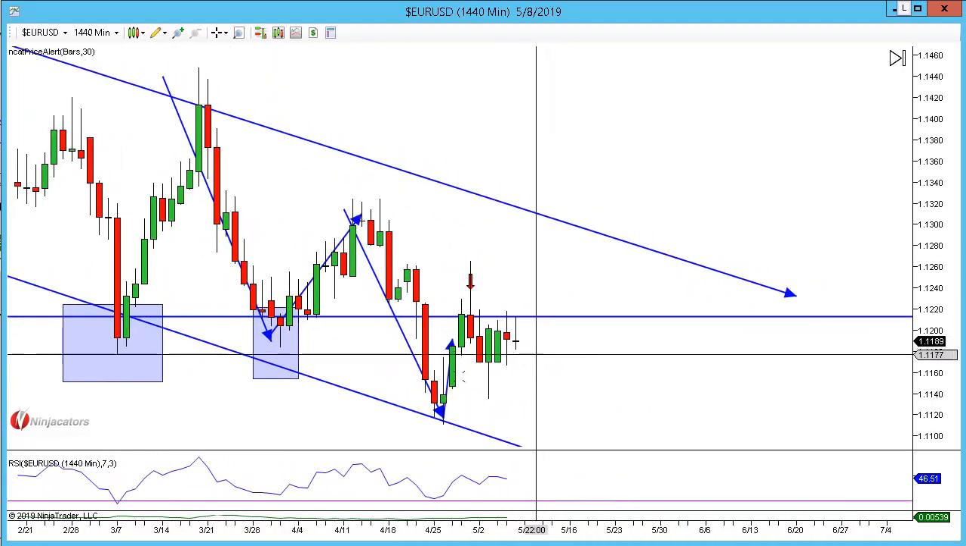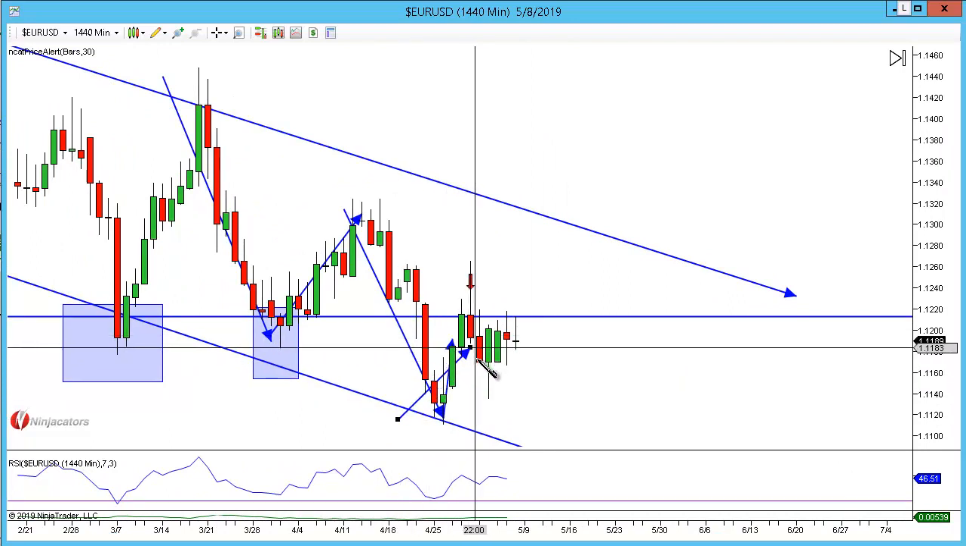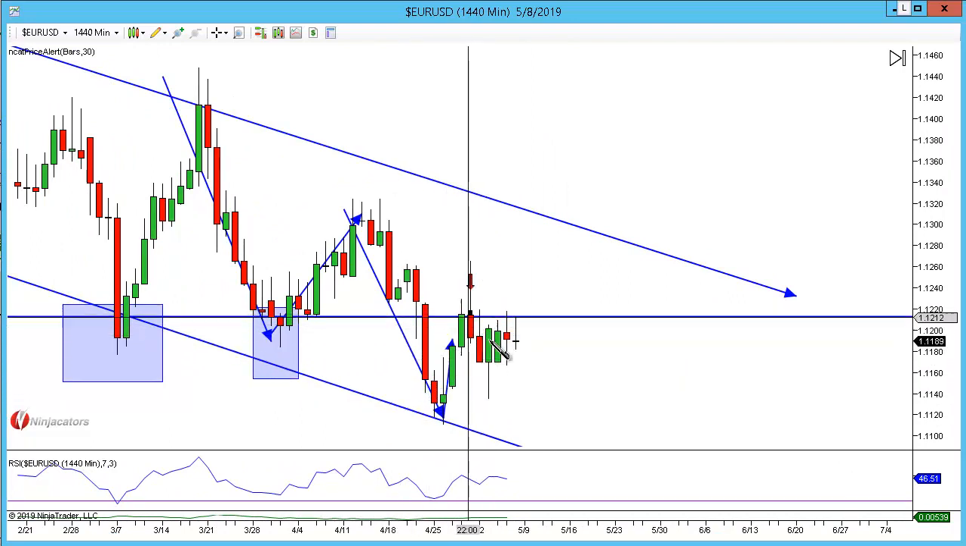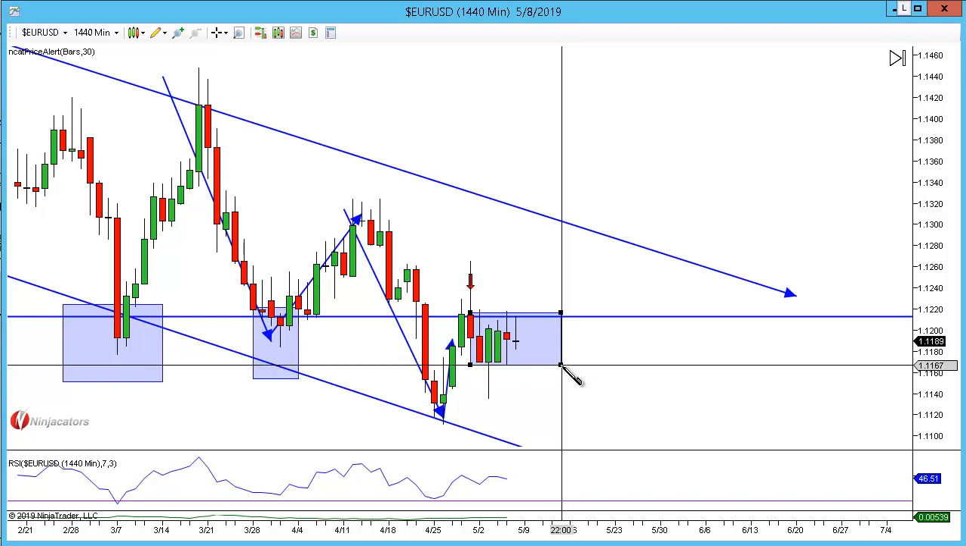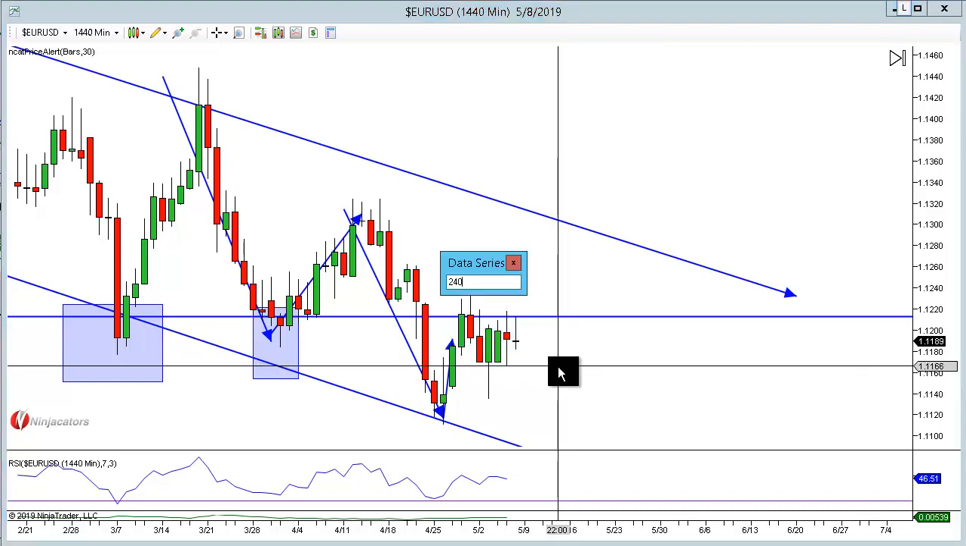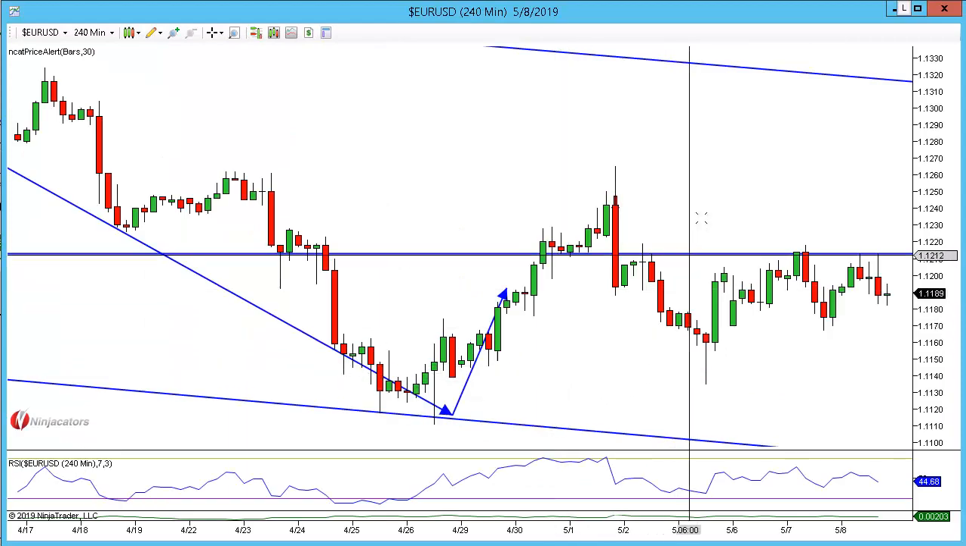and look at what we've done here. We've had a lower low, lower close, and then here we are moving sideways. That sideways movement is a sign to me that we may get a breakout pattern. So let's go and take a look at the 240 then.